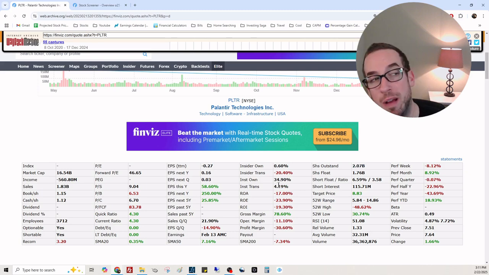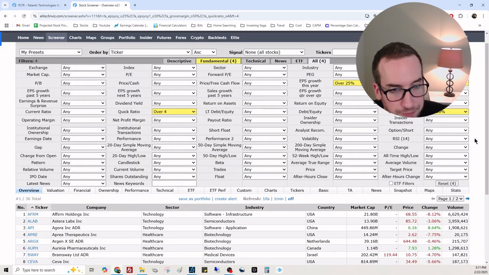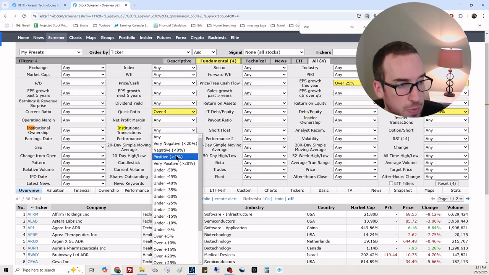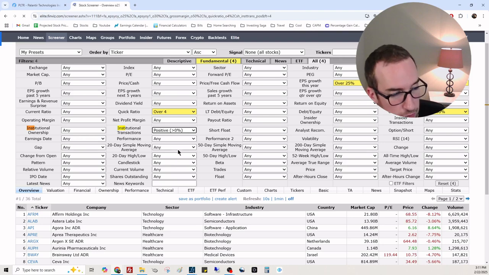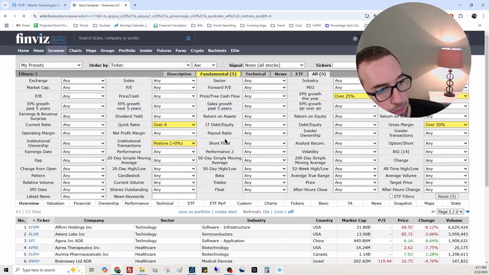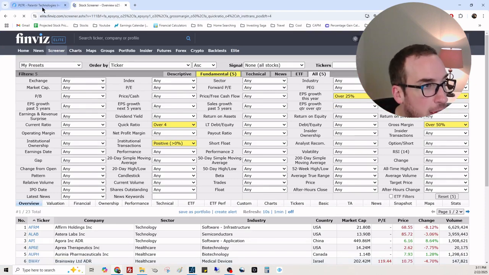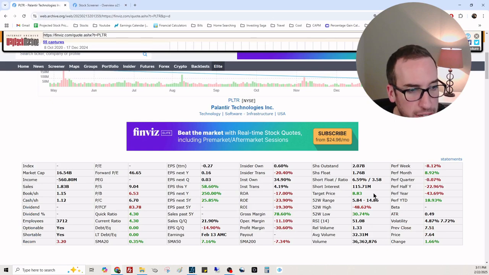institutional transactions are positive. We will include that. That is big. If we want to see changes in the stock, we need to see institutions adding. So institutional transactions positive. We went from 36 stocks, now we are down to 23. All right. Okay. Let's see what else we can get.